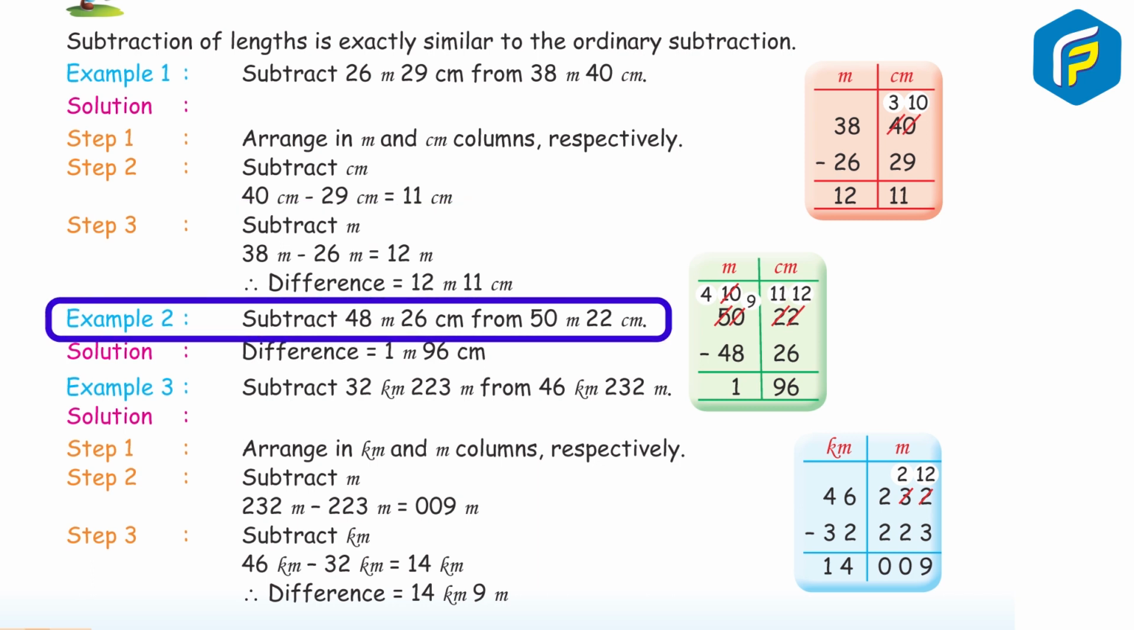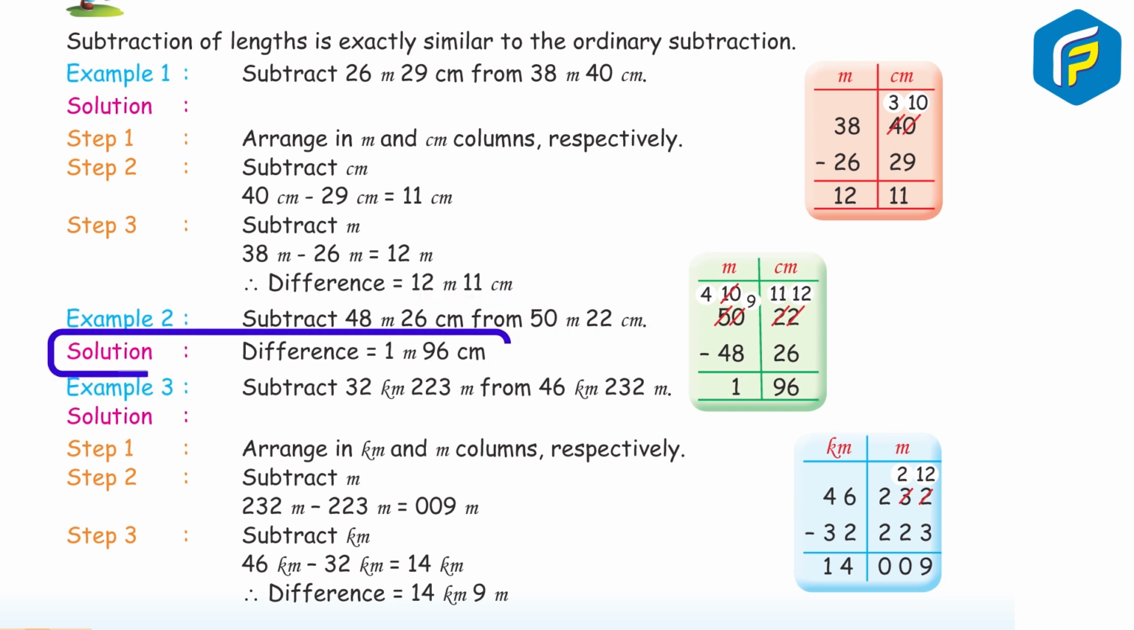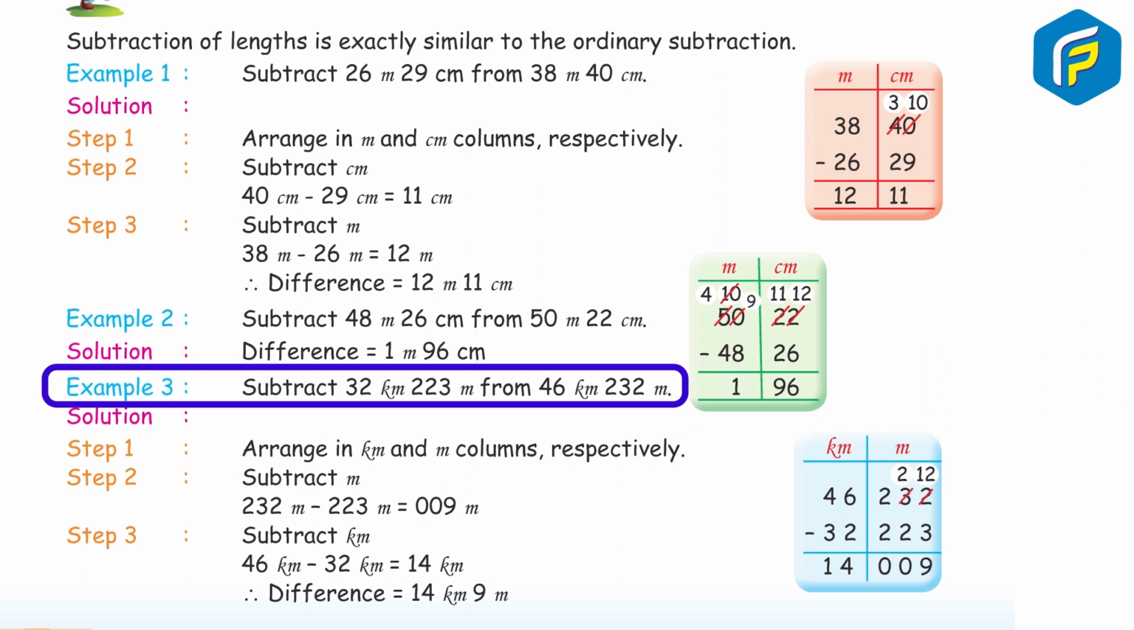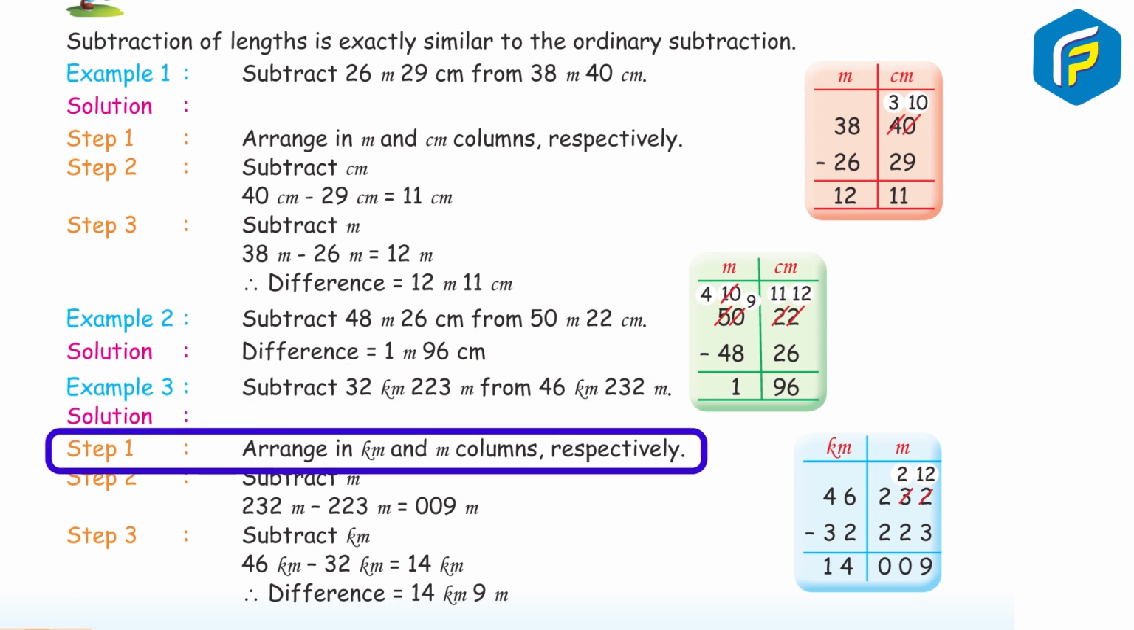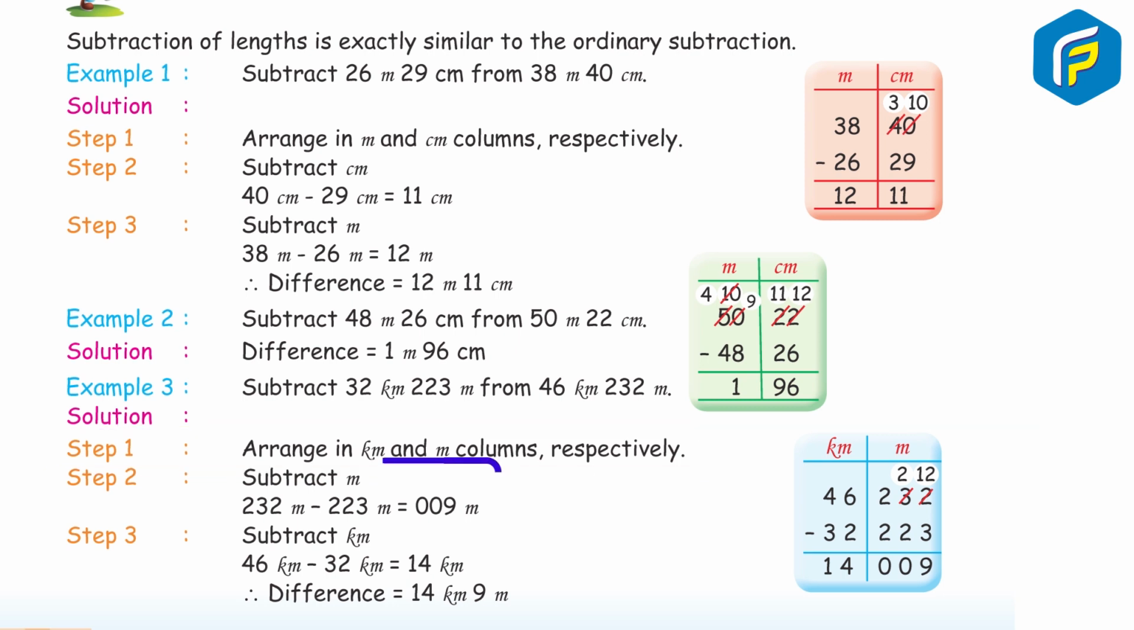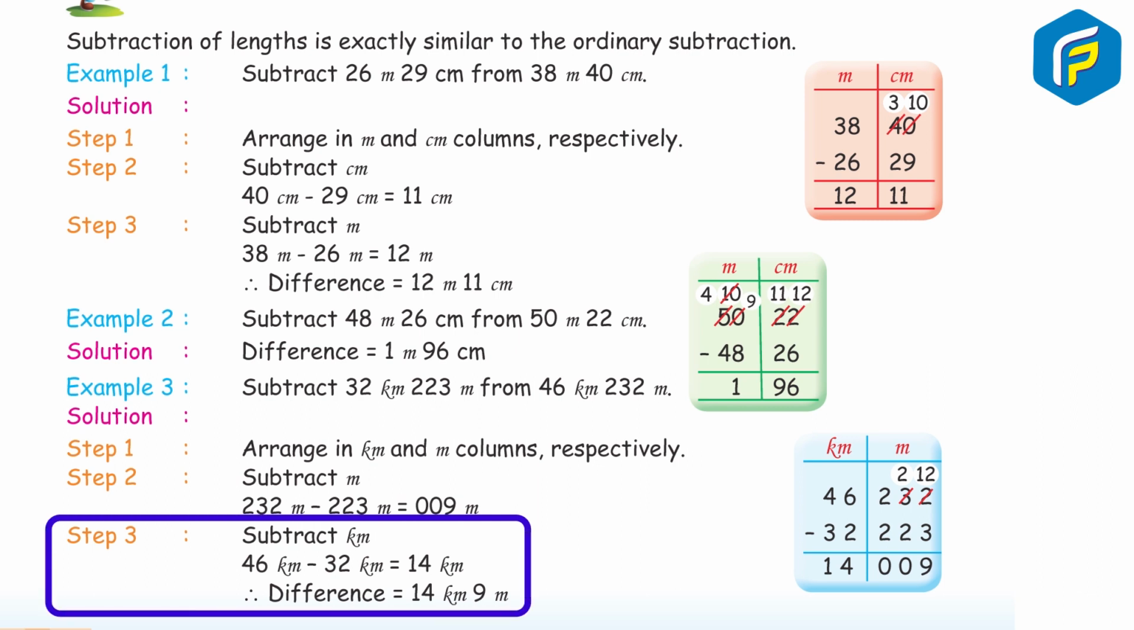Example 2. Subtract 48 meter 26 centimeter from 50 meter 22 centimeter. Solution. Difference: 1 meter 96 centimeter. Example 3. Subtract 32 kilometer 222 meter from 46 kilometer 232 meter. Solution. Step 1. Arrange in kilometer and meter columns respectively. Step 2. Subtract meter. 232 meter minus 223 meter is equal to 9 meter. Step 3. Subtract kilometer. 46 kilometer minus 32 kilometer is equal to 14 kilometer. Difference: 14 kilometer 9 meter.